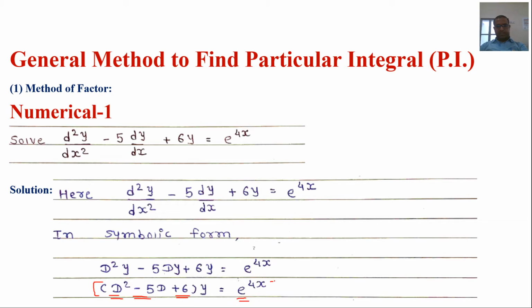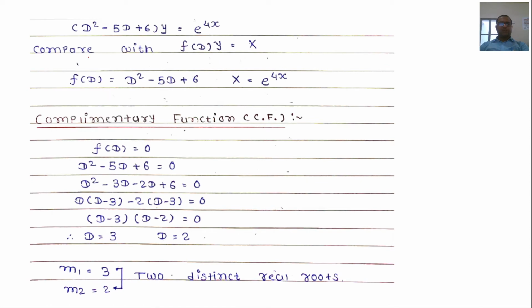Now compare this equation with our standard form of non-homogeneous differential equation, f of D into y is equal to capital X. By comparing, this bracketed term is f of D and this is capital X. So f of D is equal to D square minus 5D plus 6 and capital X is equal to e raised to 4x.